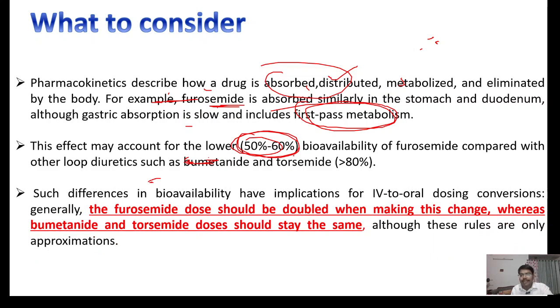This has an implication while converting the drug from IV to oral. The furosemide dose should be doubled when making this change, whereas if you are giving Ditar as IV, the same dose is to be continued. Is there any guideline which says this? There is no guideline. There are some studies which state this. Since the bioavailability is higher, oral and IV can be similar for torsemide or Ditar or Javitar, whatever the brand name you are using. For Lasix, you have to double it.